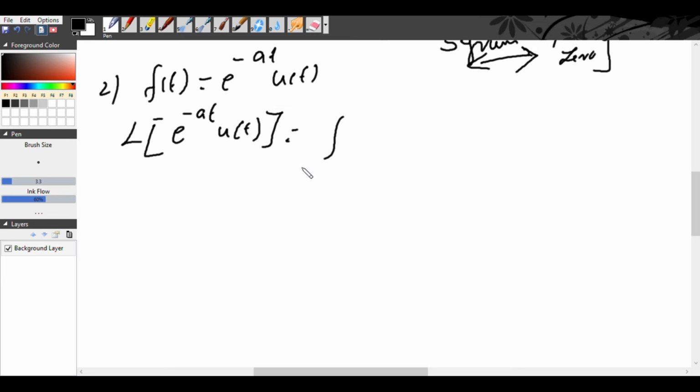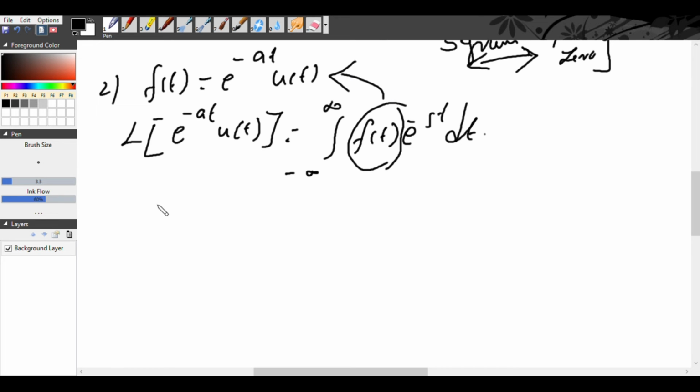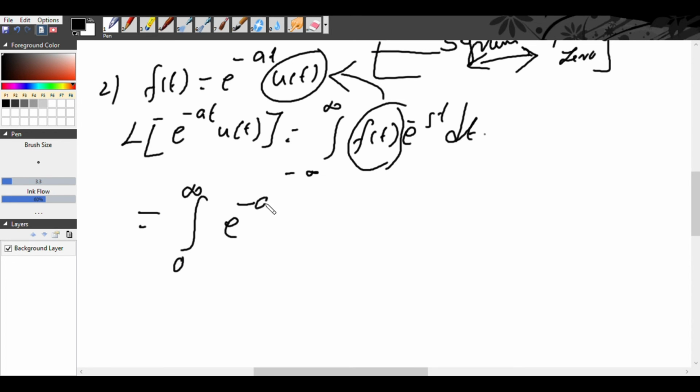The Laplace transform can be written as the integral from minus infinity to infinity of f of t e power minus st dt. What is f of t? F of t is this one. Applying this on u of t, which, as I told, exists on the positive side, the integral becomes 0 to infinity. The u of t is equal to 1, so we get e power minus at into e power minus st dt.